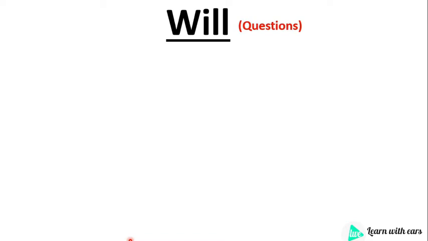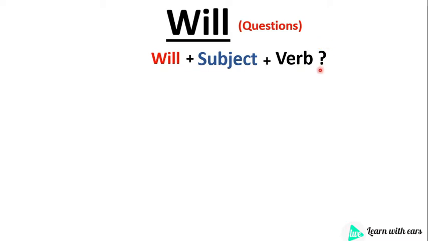Okay, so for asking questions in future simple tense, we use will, then subject, then verb. And at the end we use a question mark, right? Now let's see some examples. So first is, will I work? So first we are using will, then subject, after that verb with a question mark. Remember, we use a question mark in a question. In a statement, in an answer, we use a full stop, simply a point.